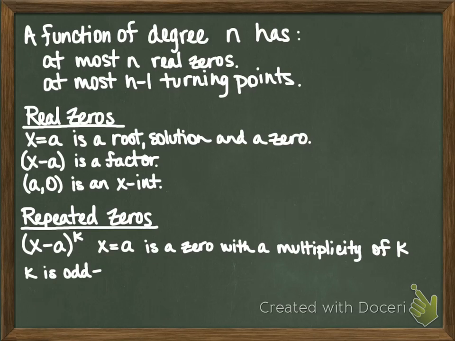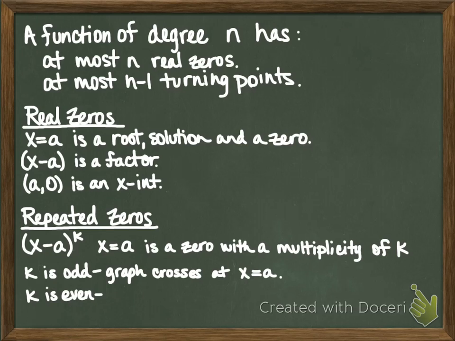So if that exponent is odd, so if it's x minus some number to the first power, then the graph crosses at that point. So it can be the first power, third, fifth, seventh, any odd number. That means it crosses at that point. It's going to go through it on the x-axis.